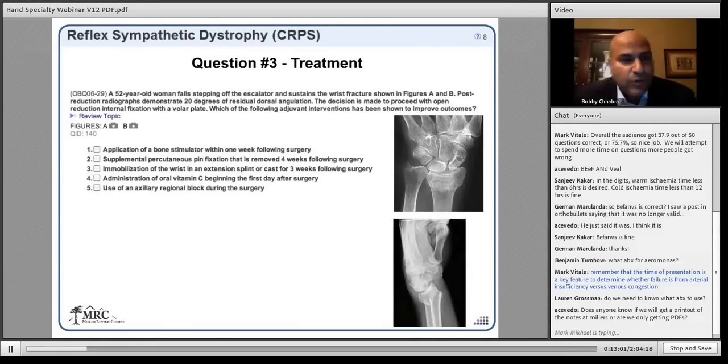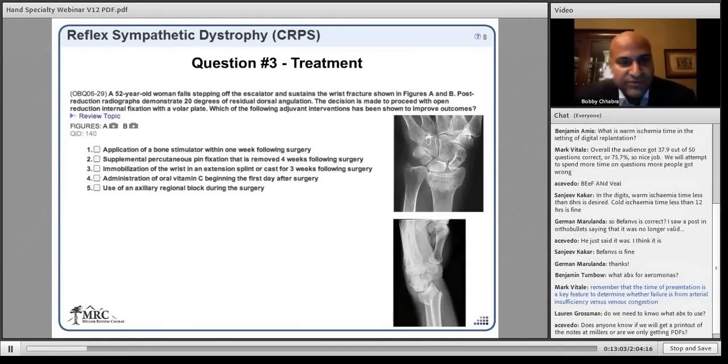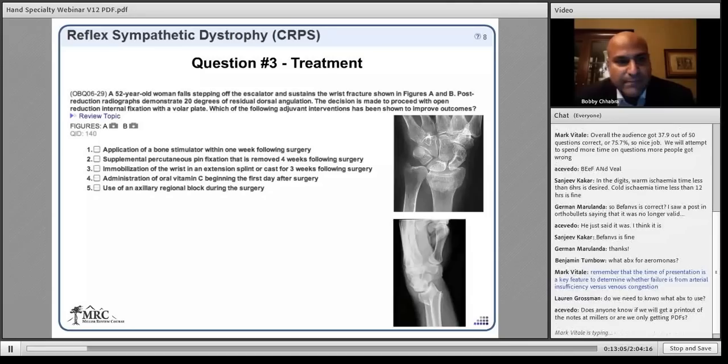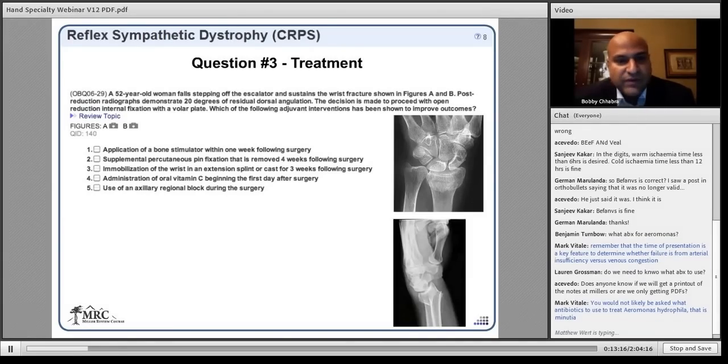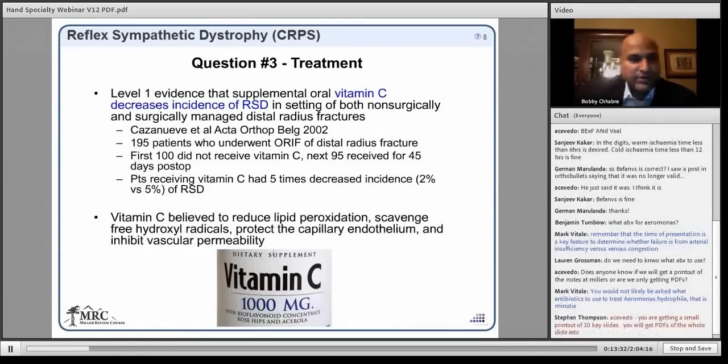Next, a 52-year-old woman falls stepping off an escalator and sustains the wrist fracture shown in figures A and B. Post-reduction radiographs demonstrate 20 degrees of dorsal angulation. The decision is made to proceed with open reduction internal fixation with a volar plate. Which of the following adjuvant interventions has been shown to improve outcomes? This actually has been in the literature more recently. And if you read the questions, they're a little bit unclear what they're getting to, but there is one right answer here.